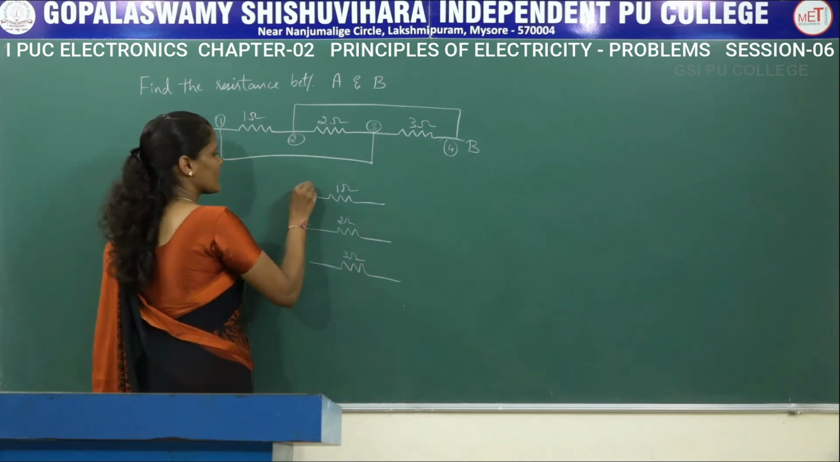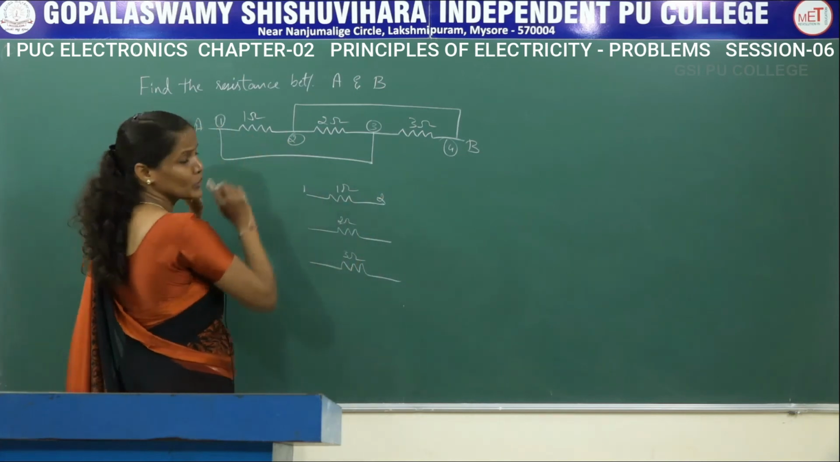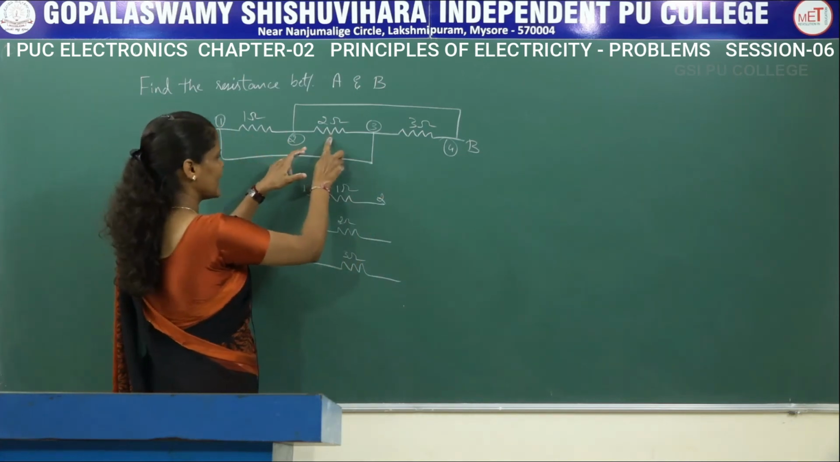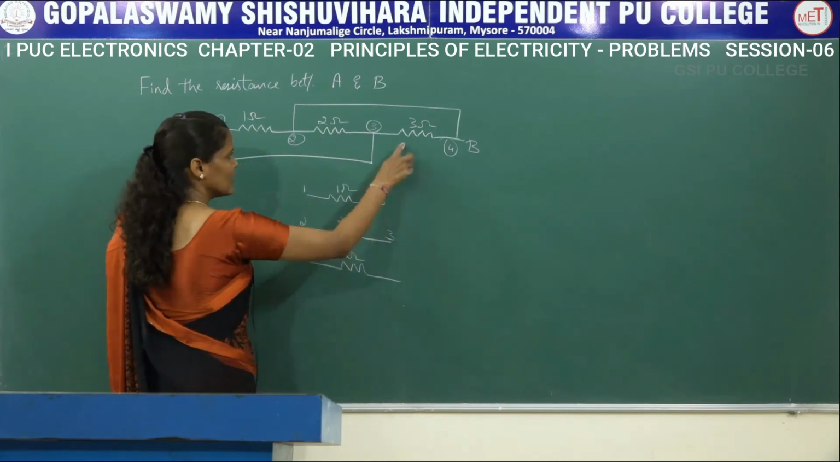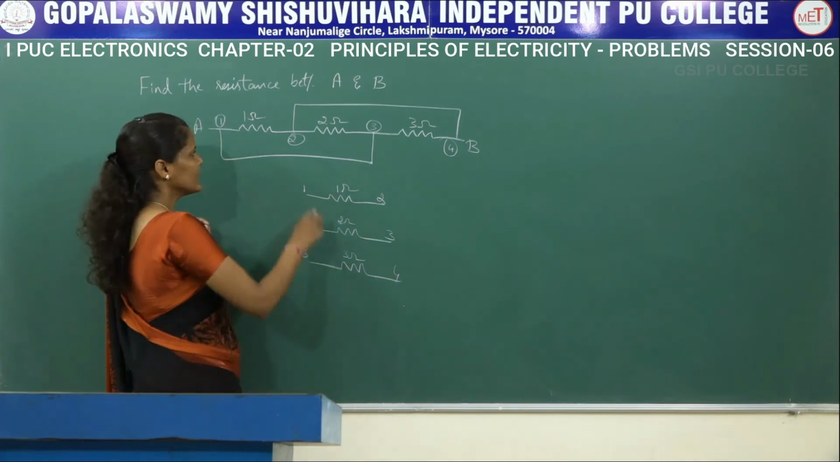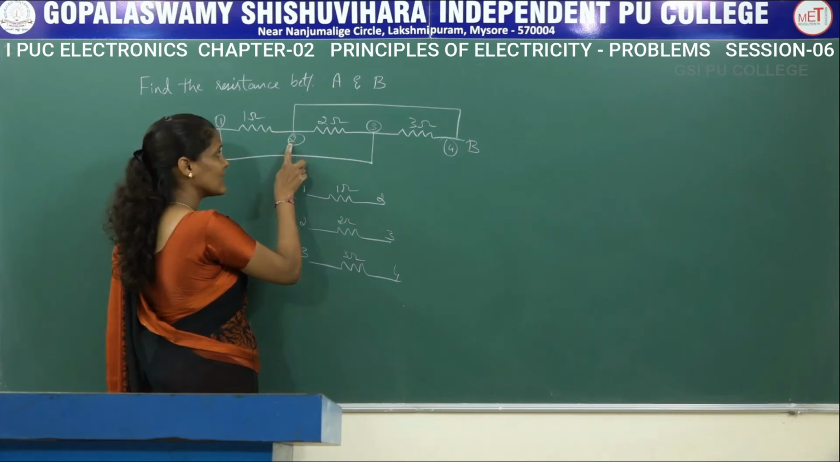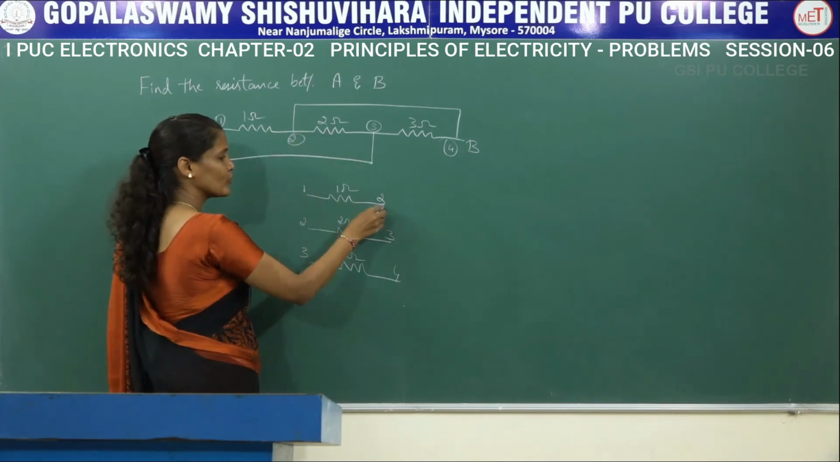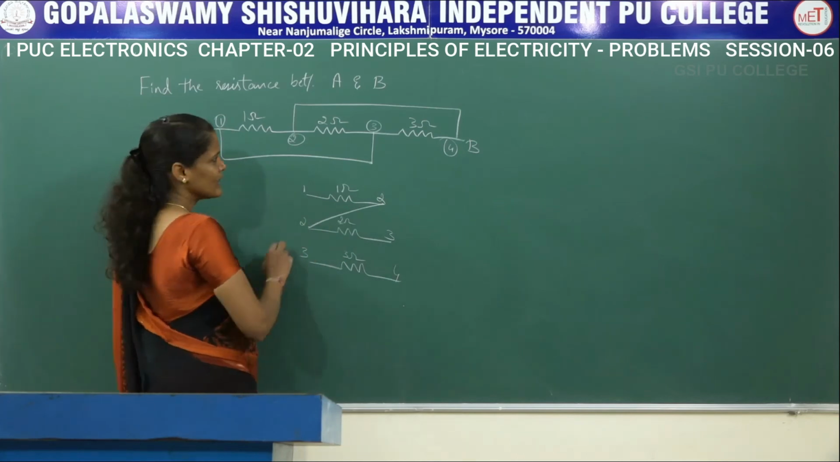So for the first resistor, 1 and 2 are the two ends. For the second resistor, that is the 2 ohm resistor, 2 and 3 are the ends. For this one, 3 and 4 are the ends. Clear? Now, the first resistor's second terminal and the second resistor's first terminal are connected. So I have drawn a straight line.